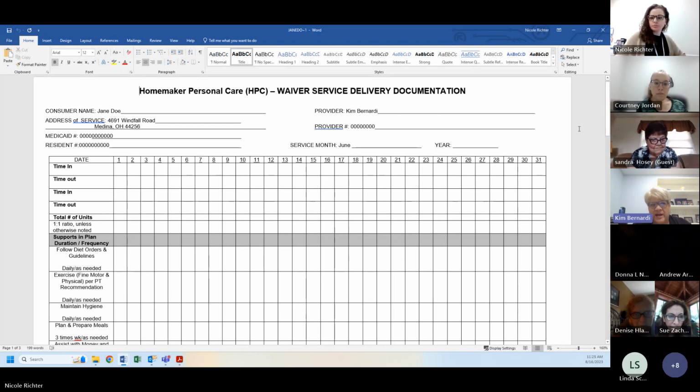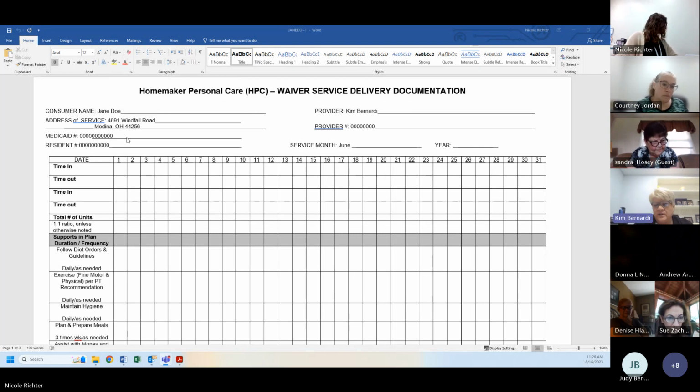You have to have the individual's name, their address, the Medicaid number. You don't have to have the resident number. You need to have your provider name, your provider number, the service month, service year. Once you type up your doc sheets, if the ISP doesn't change, your doc sheets aren't going to change. So you can type it in your computer and save it, and every month just print one off. Where it says provider number, that is your DODD contract number, not your NPI number, not your Medicaid number, the one that you use for billing. Then your time in, your time out, total units for the day.